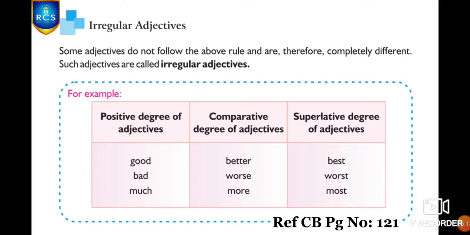So, such adjectives are called irregular adjectives. For example, good. What is the comparative degree of good? Better. And superlative degree of good? Best. And the same as that, next one is bad, worse, worst, much, more, most.